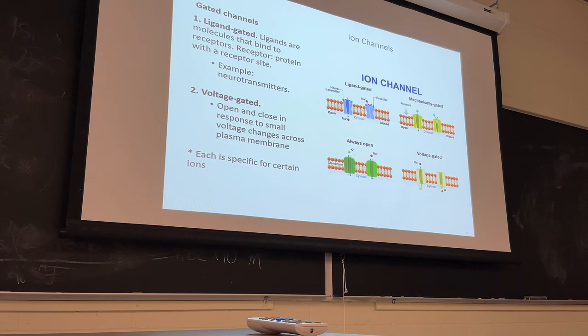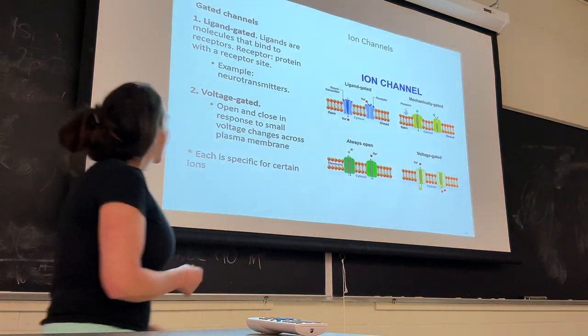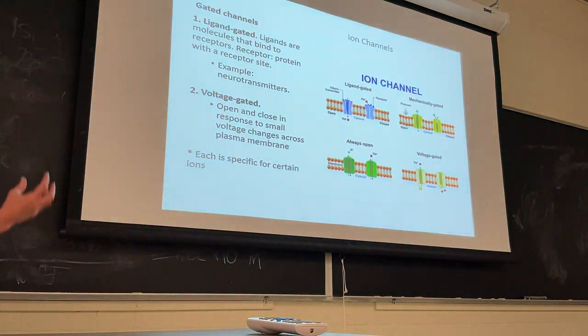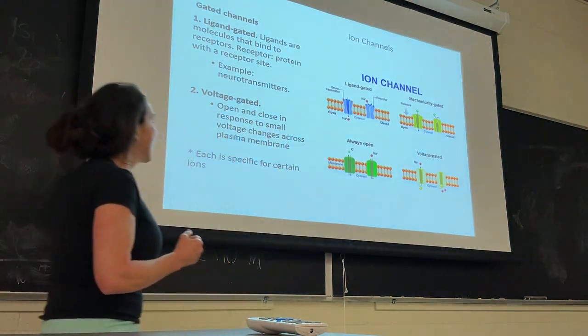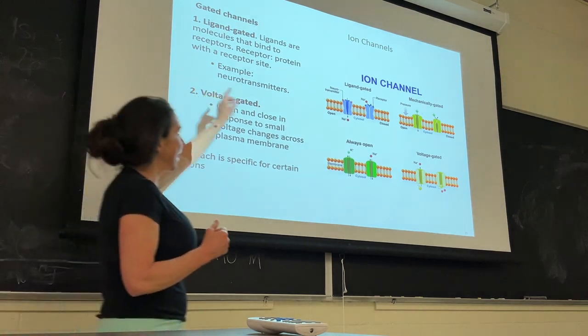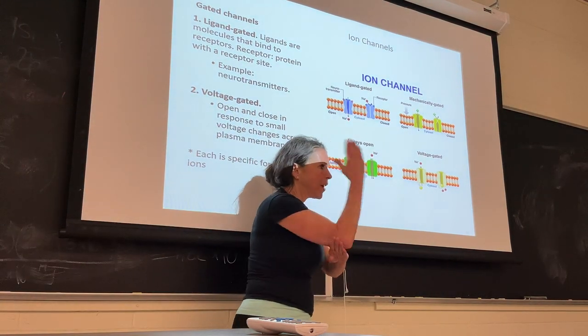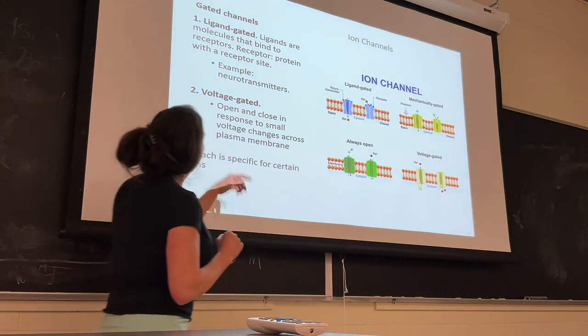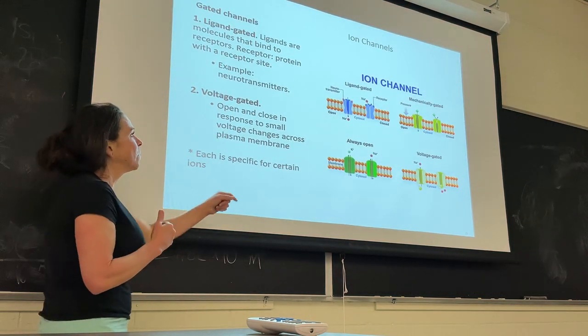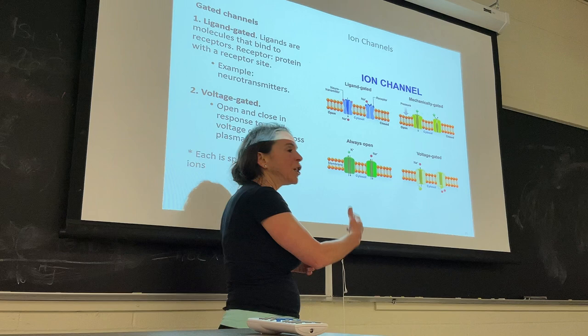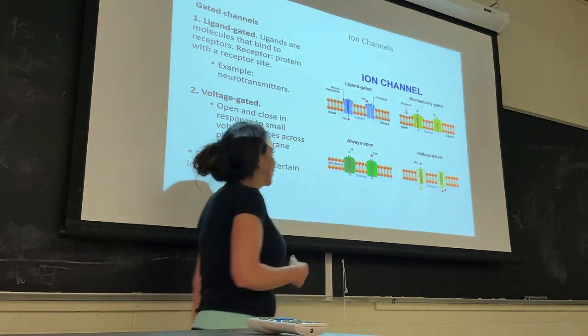I broke it down here for you a little bit more. Ligand gated just means that molecules need to bind to that specific receptor. An example that they give, like I said, is a neurotransmitter opening that gate. Voltage gated, on the other hand, will open or close based upon small voltage or electrical changes.